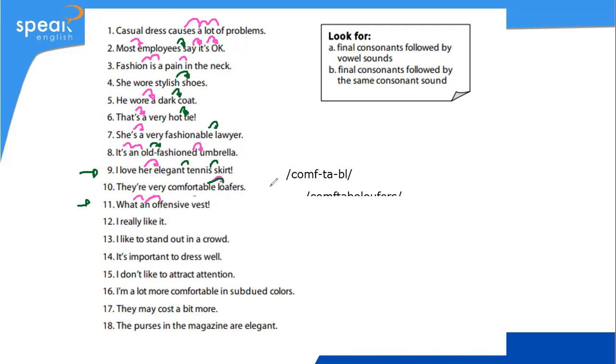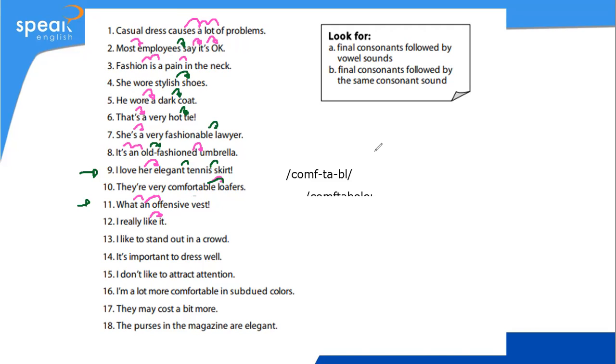Next, how do we link the sound in number 12? We're going to join consonant plus vowel sound in 12. Where do we connect it? Like it. Great. So we say like, listen, like. So this is the consonant sound and then it. One more time, Heidi. I really like it. Great.